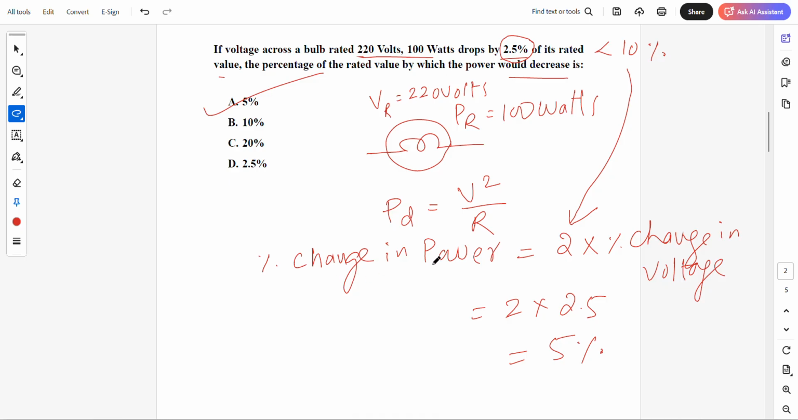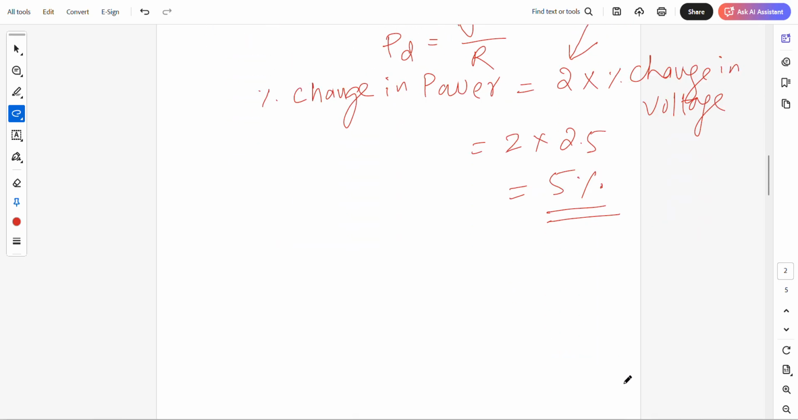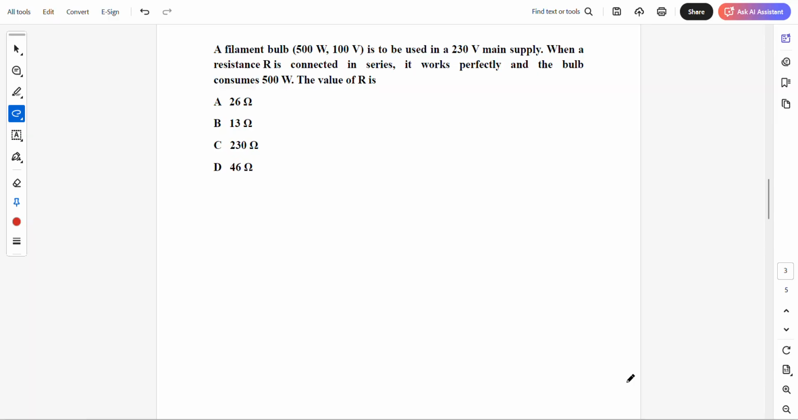Percentage change in power is equal to 2 into percentage change in voltage, as R is constant. 2 into 2.5 is 5%. Hope you understood this one. We'll go to the next problem.